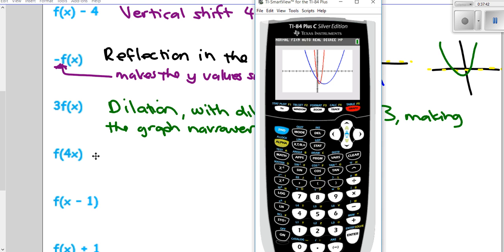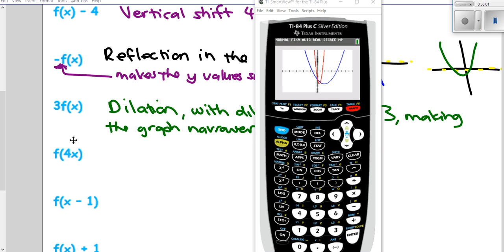It's probably in the book. I'll just quickly pause this. So this one we call a horizontal stretch or compression. This one is a vertical stretch or compression. This one affects the y values and this one affects the x values.